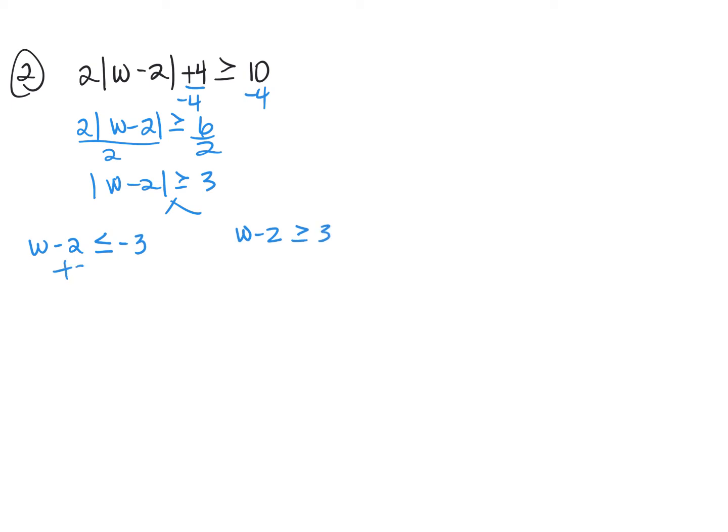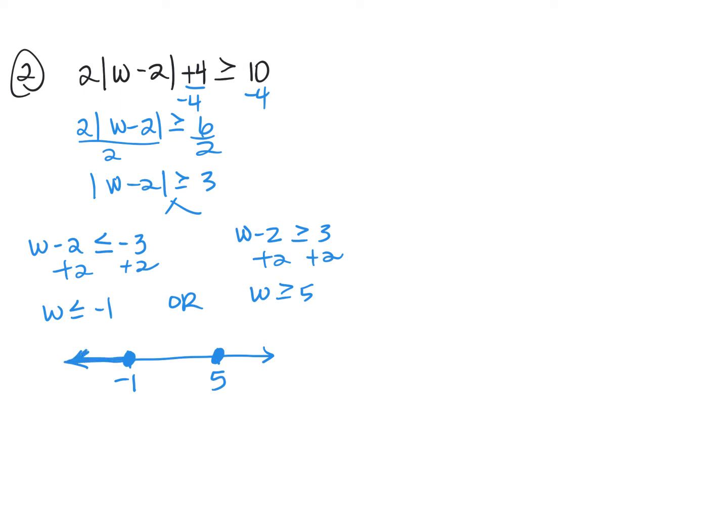All right, let's do this left side. So I'm going to add 2 to both sides. So I have w is less than or equal to negative 1. On the right side, I'm going to add 2 to both sides, and I get w is greater than or equal to 5, and I put an or in between. So now my number line, my negative 1 is on the left, the 5 is on the right. That should make some sense. Notice there's or equal to's. There's a less than or equal to, and there's a greater than or equal to. So it's closed circles, and if it's less than, I'm going to shade to the left. And if it's greater than, I'm going to shade to the right because that's where the values are getting greater. All right, there's my solution for number 2.